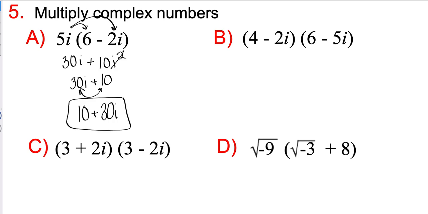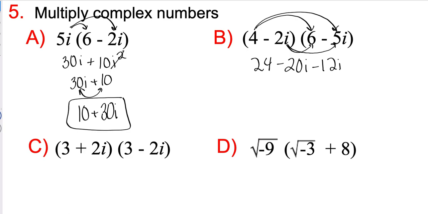Okay? For b, we're FOILing. 4 times 6 is 24. 4 times 5i, that's a minus 20i. Negative 2i times 6, that's a negative 12i. And then a negative times a negative, that's a positive 10i squared. Okay? Do you see an i squared? Yes, I just said that one right there. i squared is going to flip this to a negative 10. Okay? So now we combine like terms.